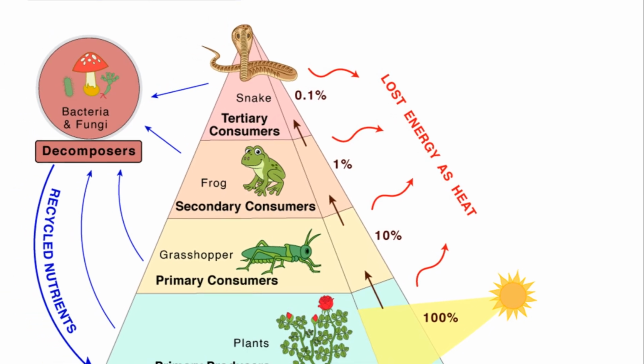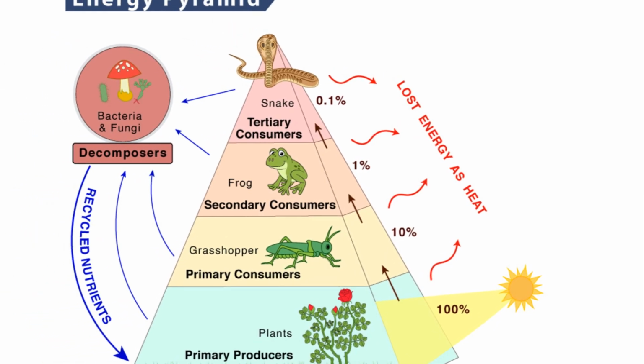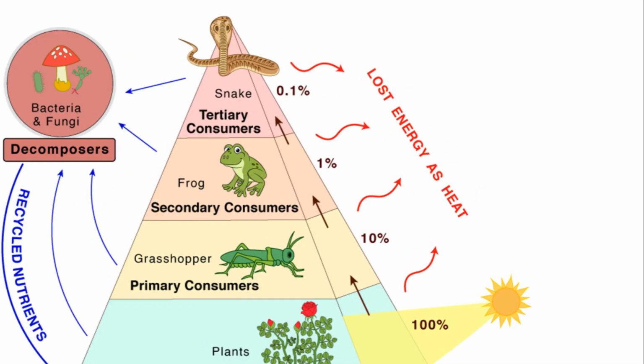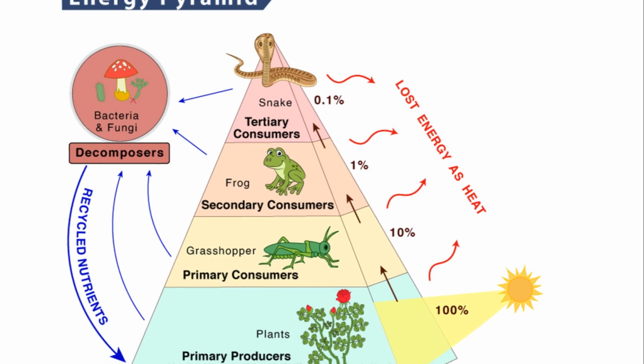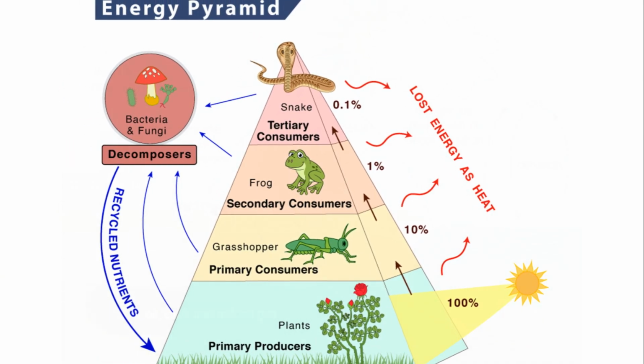This rule states that only about 10% of the energy at one level is available to the next. This is because organisms use most of their energy for life processes like growth, reproduction, and movement.